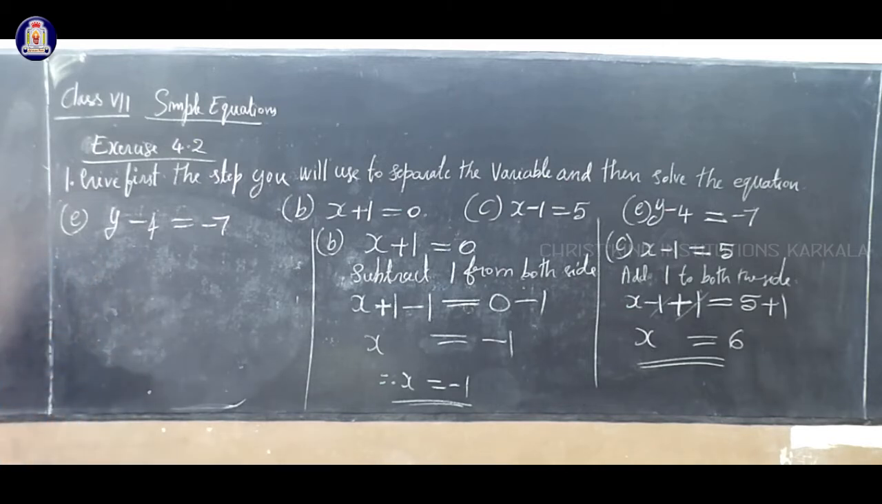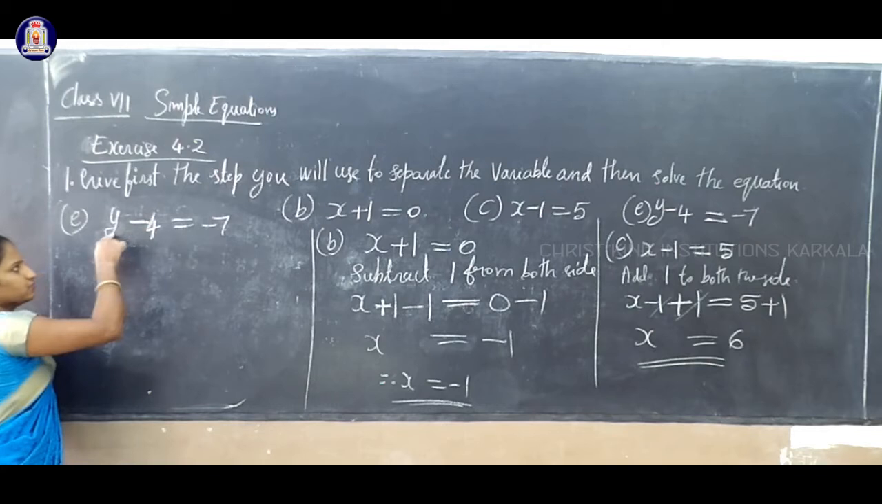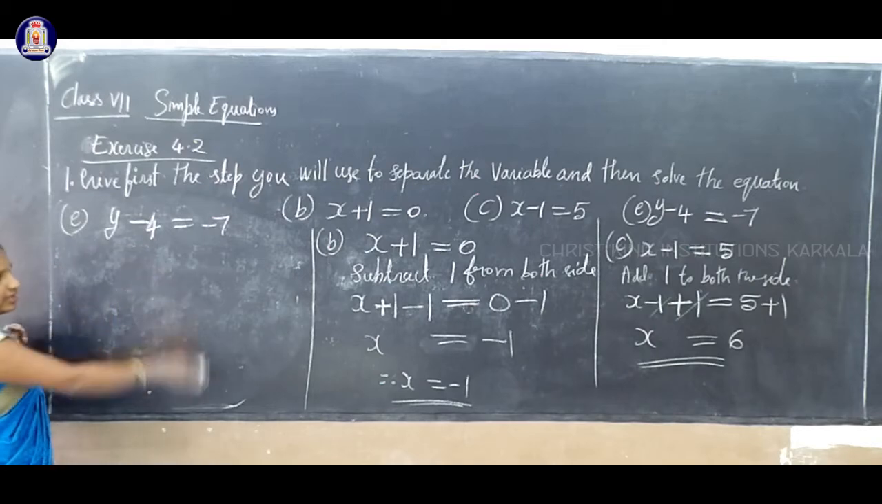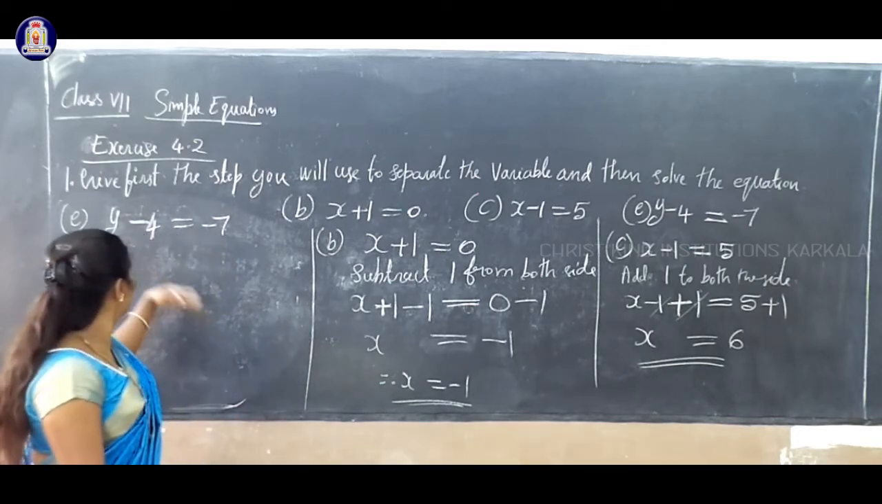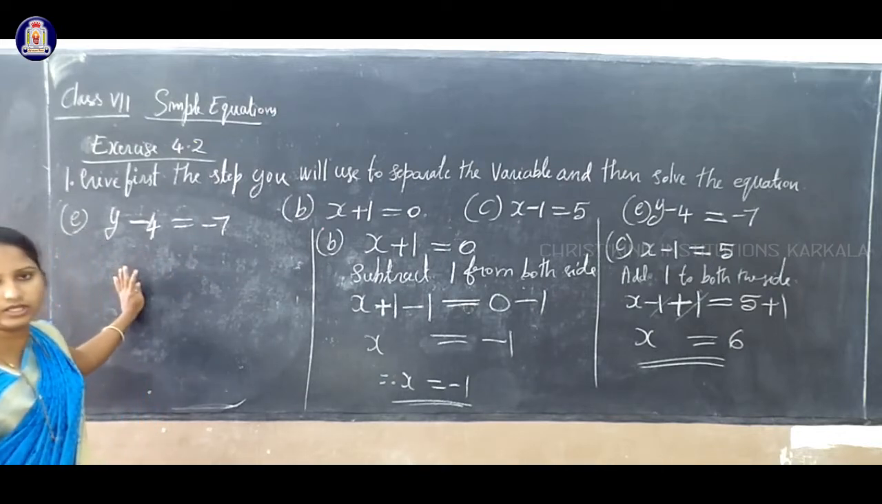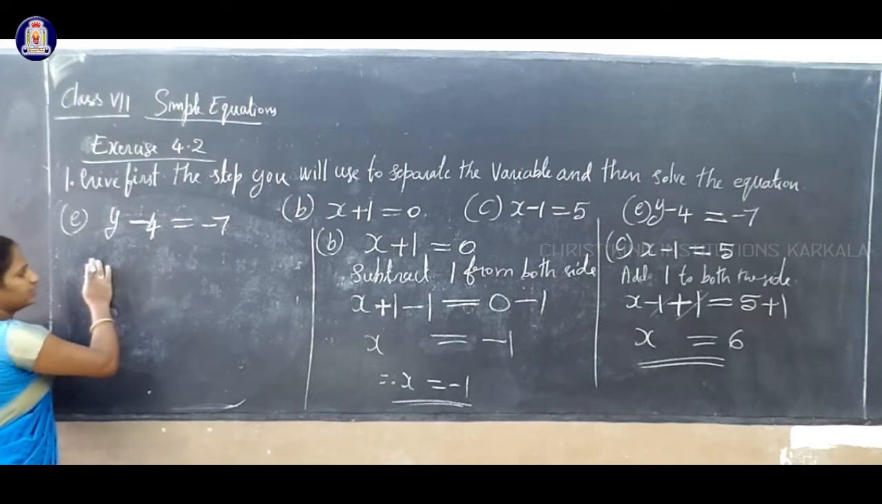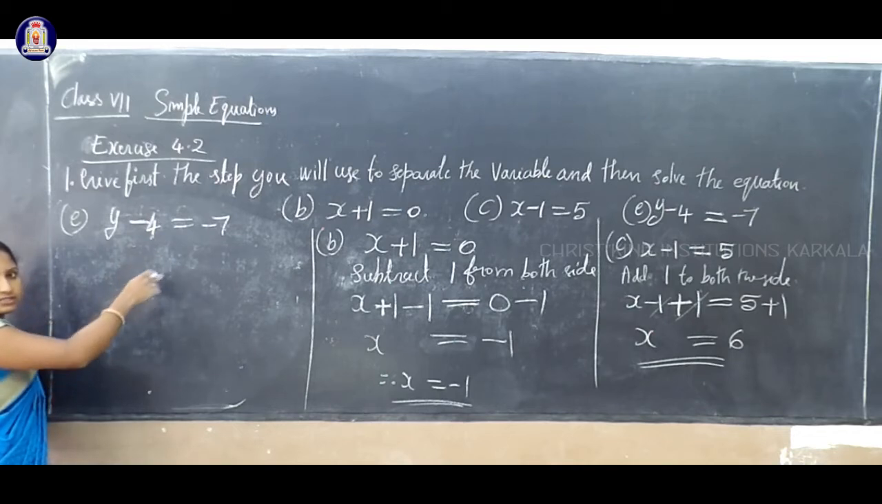See, here the number is minus 4, correct? In the question, minus 4 is given along with the variable y. So first we have to separate the variable, then solve the equation. So y minus 4 is equal to minus 7. To remove this minus 4, what do you have to do? You have to add plus 4.